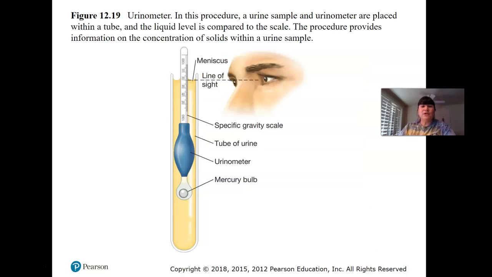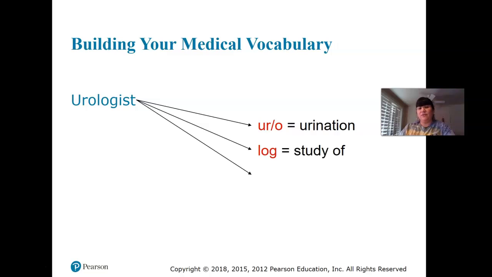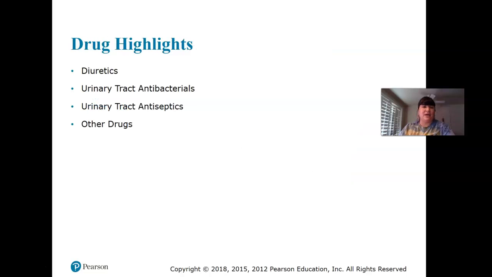Urinometer. Looking at the urine sample, it says information concentration of solids. Urologist, what do you think that is? Uro and ologist, the study of, well, it's one who specializes. It's a person who specializes in that.